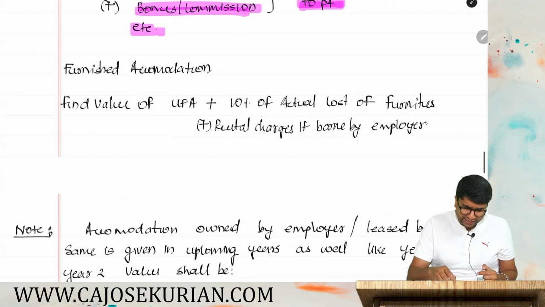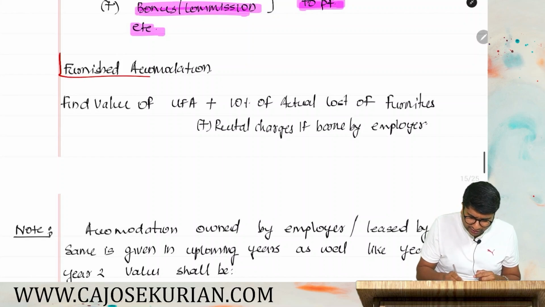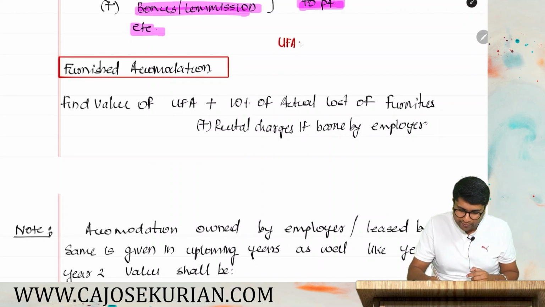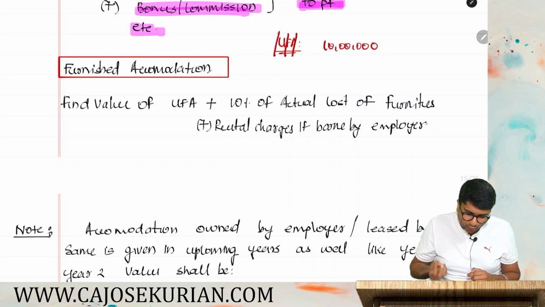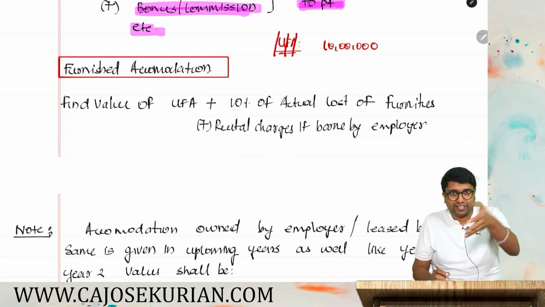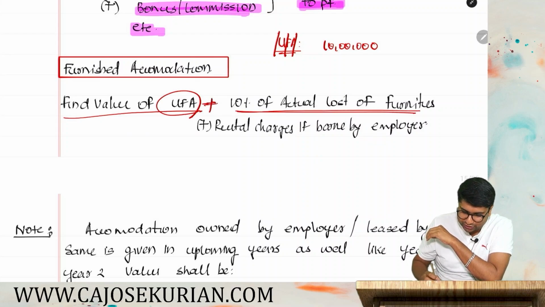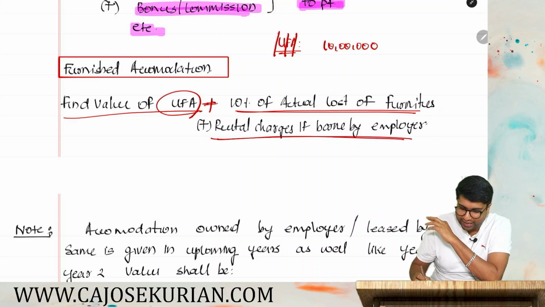Now friends, in the furnished accommodation, so right now we have valued unfurnished accommodation. Say the value of unfurnished accommodation, UFA means unfurnished accommodation, is say 10 lakhs. Along with the value, you need to add the value of furniture if it is a furnished accommodation. So find out the value of unfurnished accommodation. Along with that, you add 10% of the actual cost of the furniture if it is owned by the employer. If it is taken on rent by the employer, then you add the rental charges.